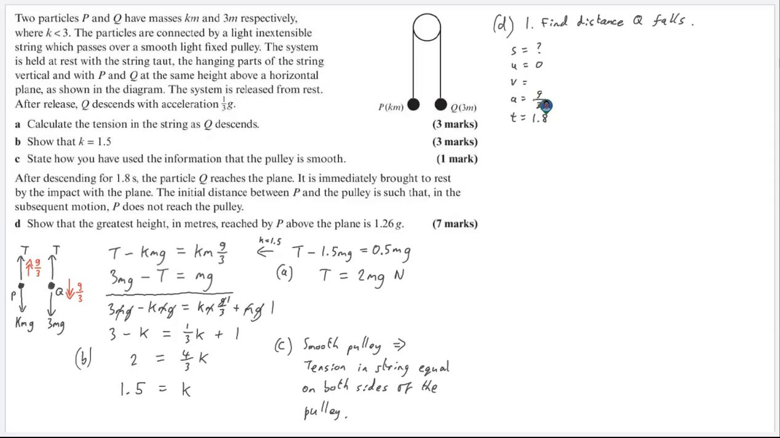Okay, well, we can use S equals UT plus a half AT squared, because since U is 0, we can ignore this term here. And we'll get S equals half times G over 3, remembering that G is known, times 1.8 squared. Keeping everything in terms of G, if we calculate that using a calculator, we get 0.54 G meters. If you want, you can multiply by 9.8 and find out what that value is, but that's fine as it is.